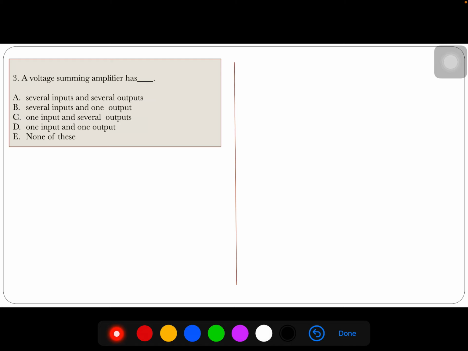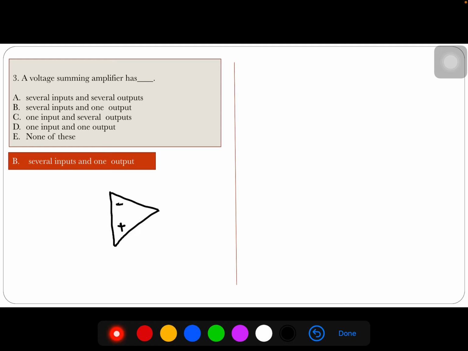Next question. A voltage summing amplifier has several inputs and several outputs, several inputs and one output, one input and several outputs, one input and one output, or none of these. First of all, let me show you the diagram of a summing amplifier. Negative feedback will be there, with RF as the feedback resistor. There will be a series resistance also, R1. V1 will be applied here, and the plus, that is the non-inverting terminal, will be grounded. All the voltages that are to be added will be applied at the inverting terminal.